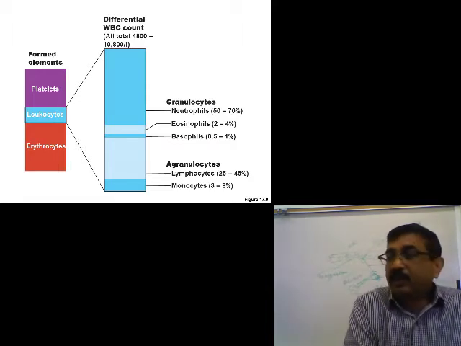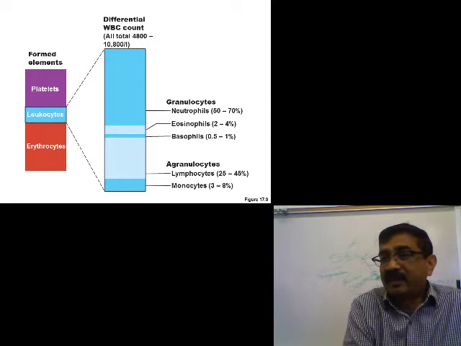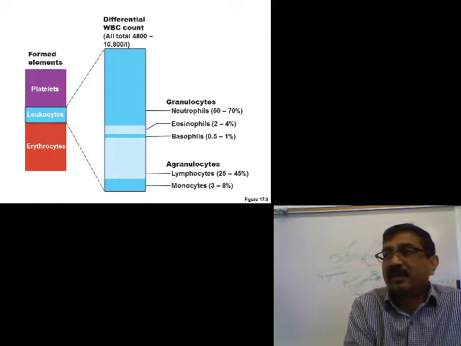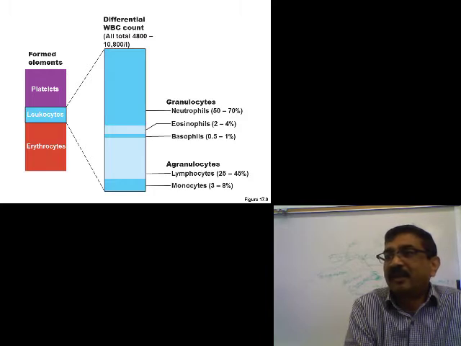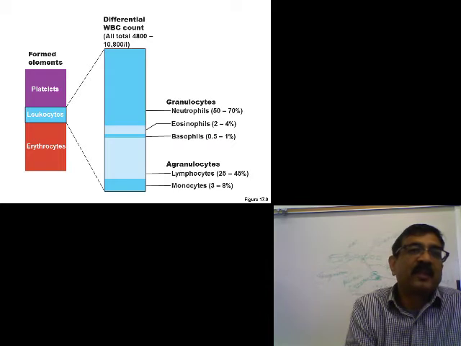One easy way to remember: granulocytes end with phils, philia. They attract stain or dye. Okay? Agranulocytes end with cyte.